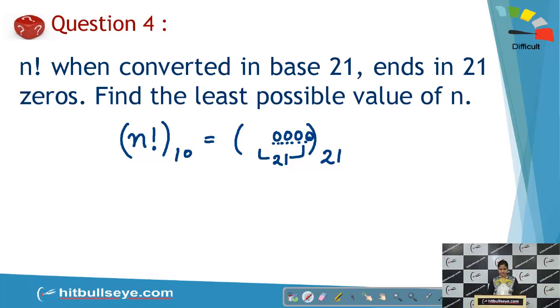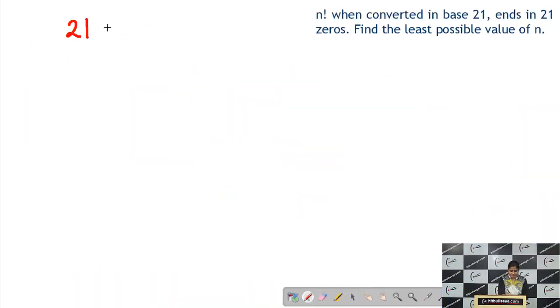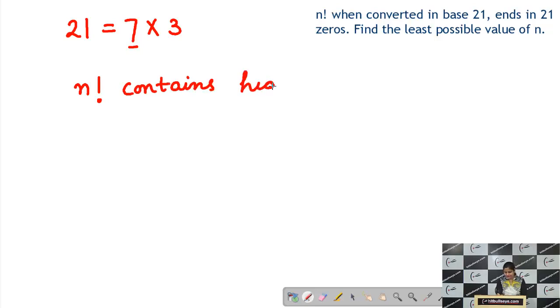So what is the meaning of this question first of all? If n factorial when converted to base 21 ends in 21 zeros, it means the highest power of 21 in n factorial is 21 only. So my question becomes, for which smallest value of n is the highest power of 21 in n factorial equal to 21. Since 21 can be written as 7 into 3 and 7 is the bigger prime, that's why we will calculate for what smallest value of n, n factorial contains the highest power of 7 as 21.